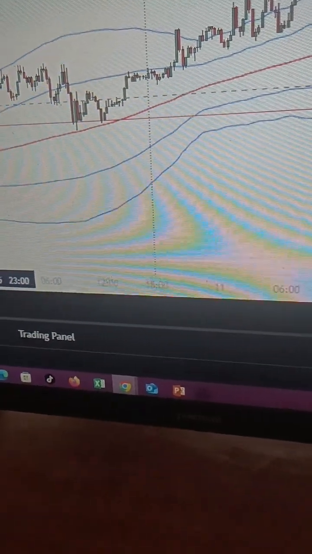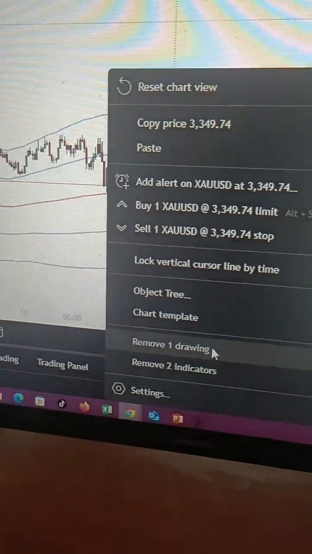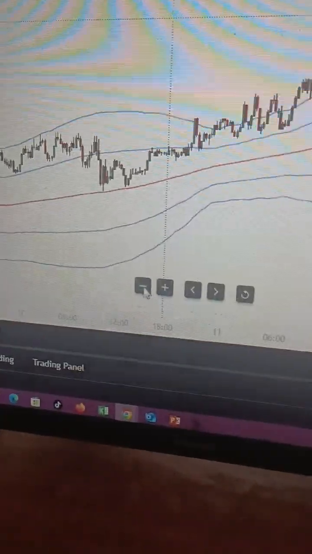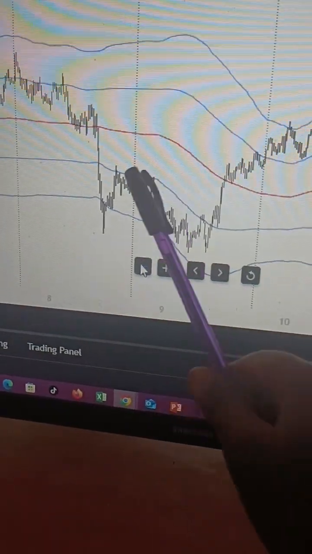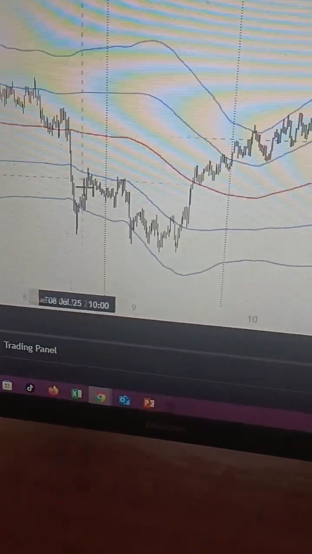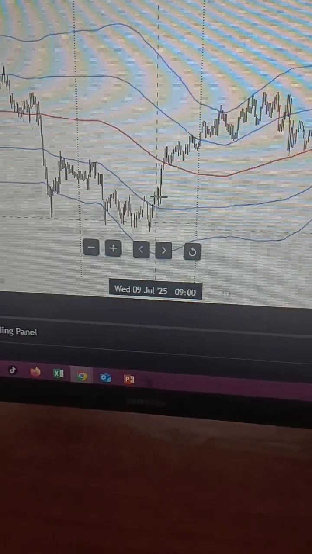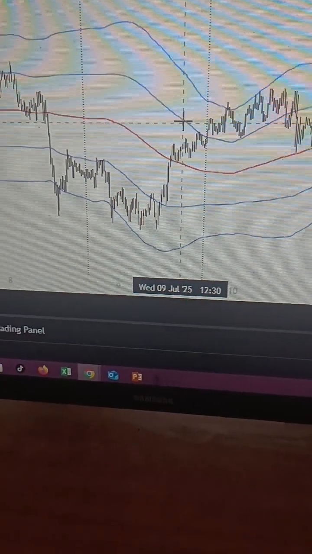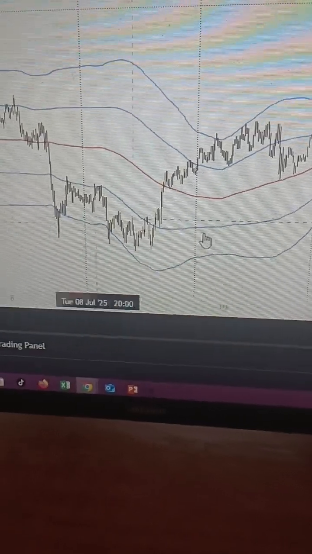That is why I'm saying this thing is nice. You can practice on it. It's not my creativity, but I know it can assist someone. So a break of this one, now this is an area of resistance. At this point you are looking to sell because we are below the basis. You are looking to sell here. A break, a retest, and these levels act as resistance and as support.